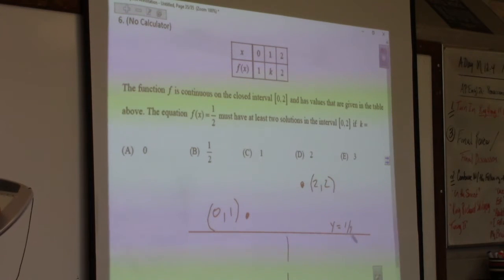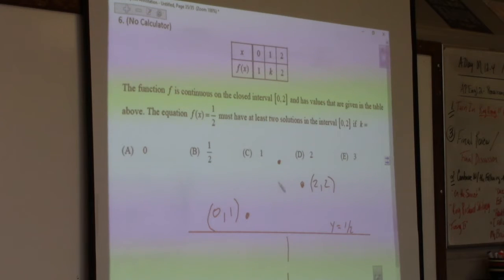So now, let's start at the other end. Let's start with 3. If k is 3, so we have the point 1, 3, are we guaranteed that we have to cross this line twice? No, it could go up there and then come back down, never cross that once.